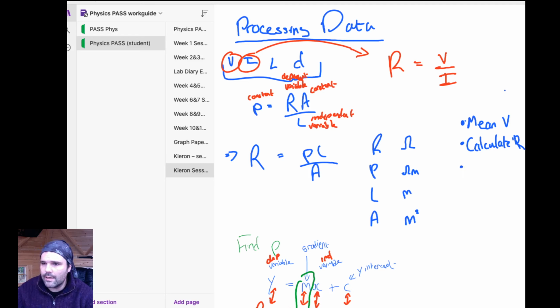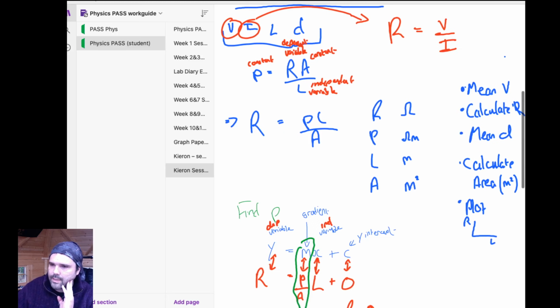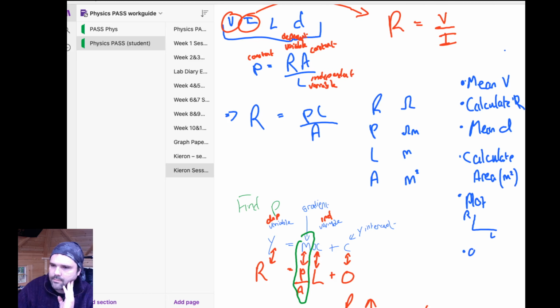I need to calculate the area. So I need a mean value of diameter, and then I need to calculate my area. And I need to make sure that that's in meters squared. Alright, everything else is already in volts, amps. But I need to make sure my area is in meters squared. And then what do I need to do? I need to plot a graph with R against L. Then what do I need to do? I need to get the gradient.